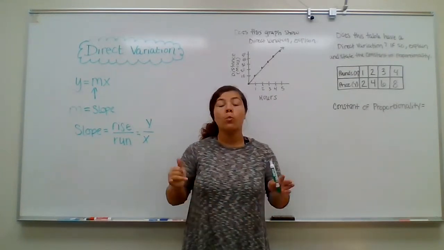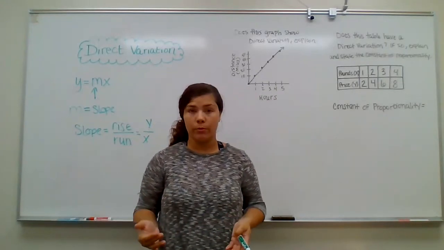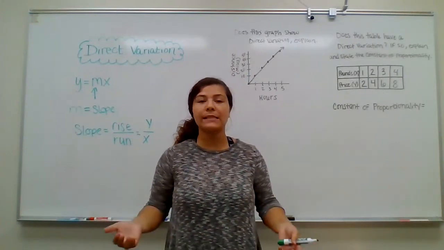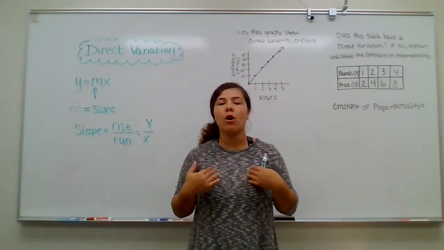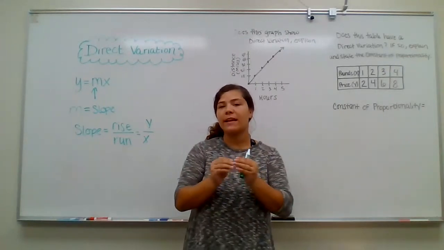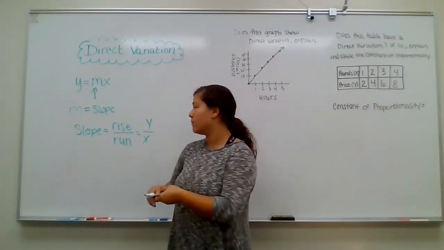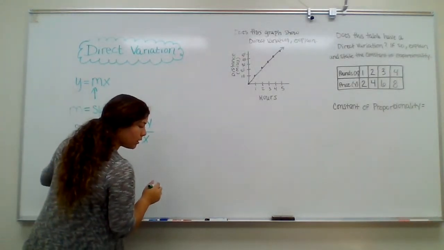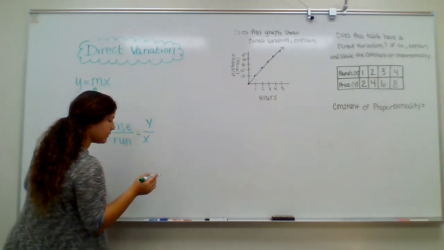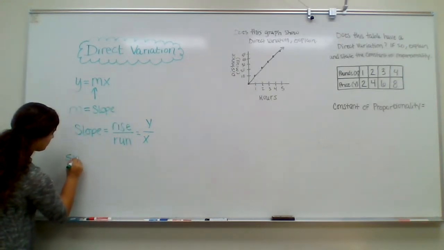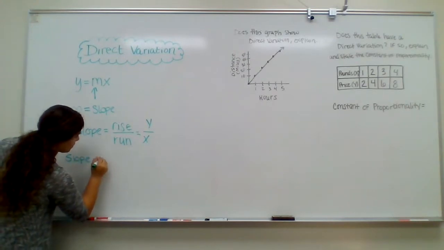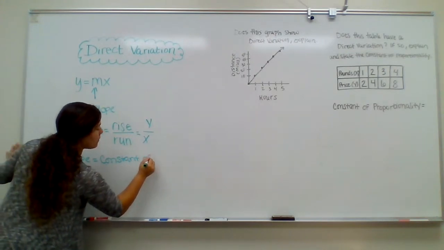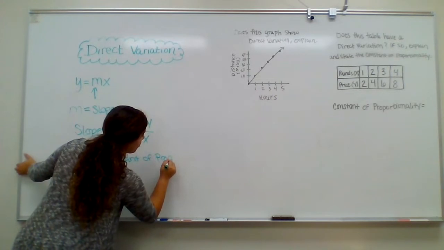So, when we talk about slope in the direct variation lesson, we don't just call it slope. Direct variation calls it something special. And that special name is the constant of proportionality.